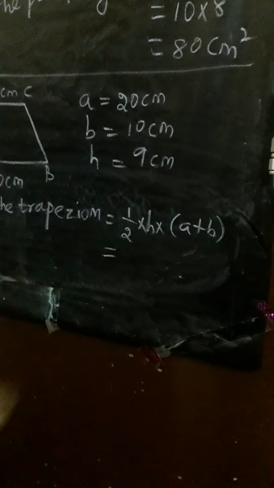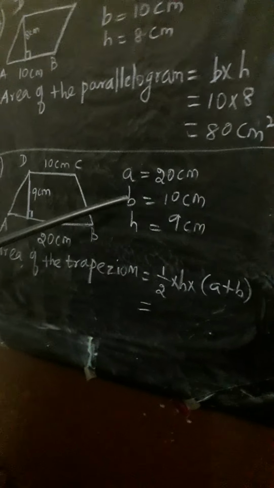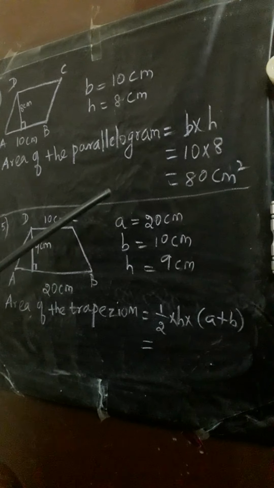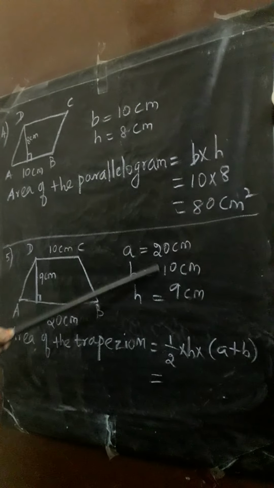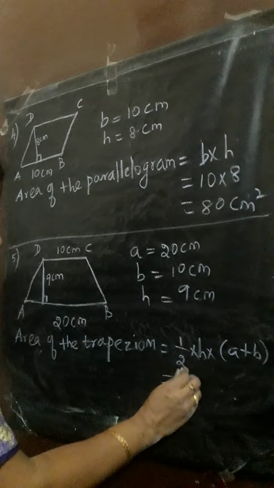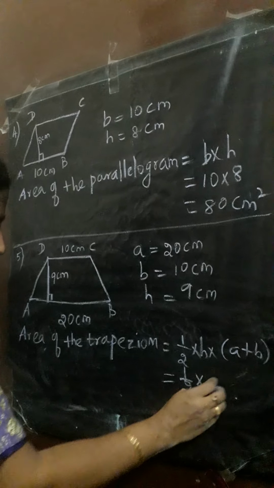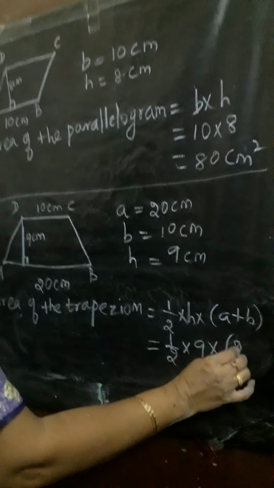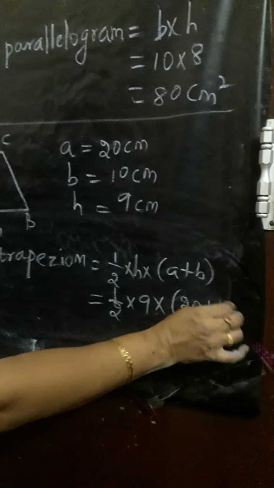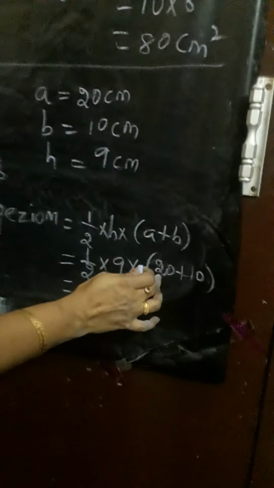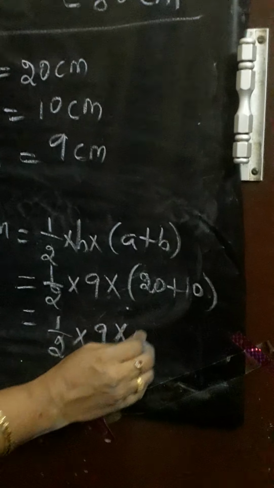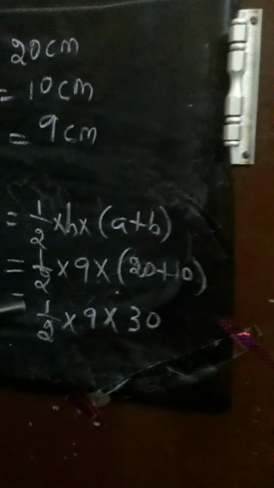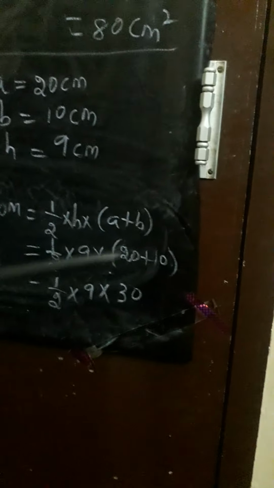Half into H into A plus B. Here H equal to 9 centimeter, A equal to 20 centimeter and B equal to 10 centimeter. Substitute the value in this formula. We get half into 9 into 20 plus 10. First you add 20 plus 10. So 20 plus 10 equal to 30. So 1 by 2 into 9 into 30.